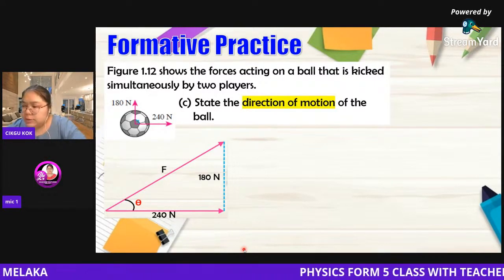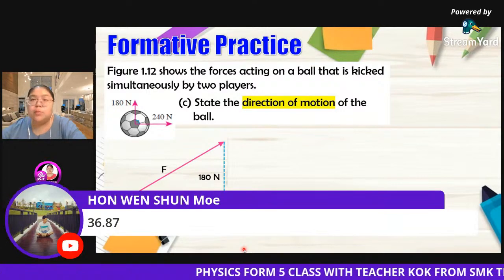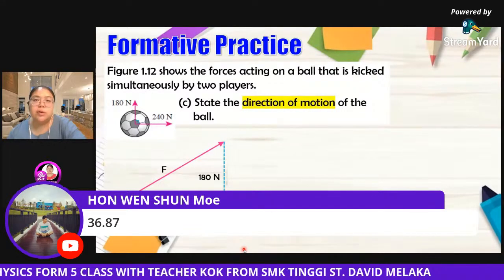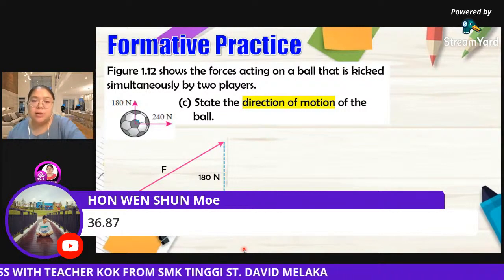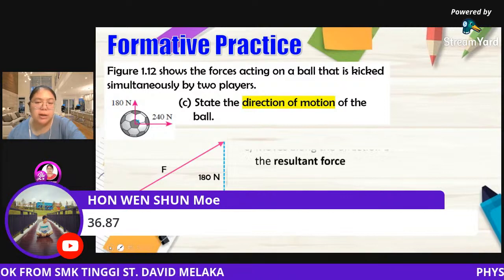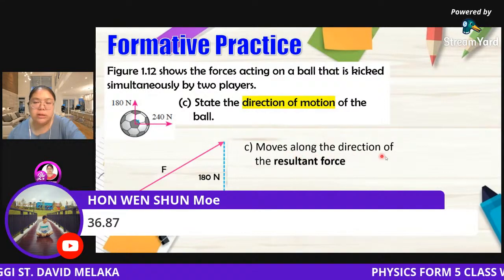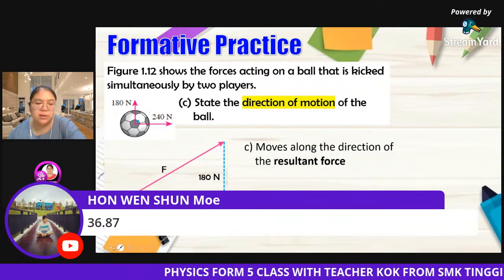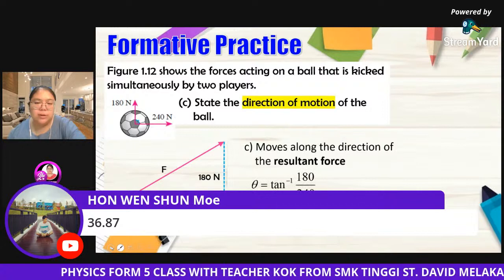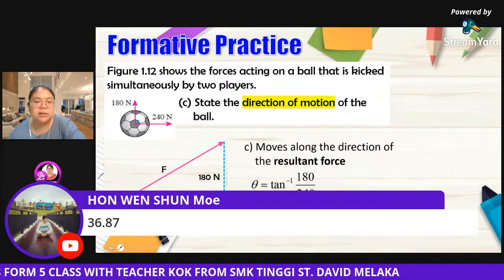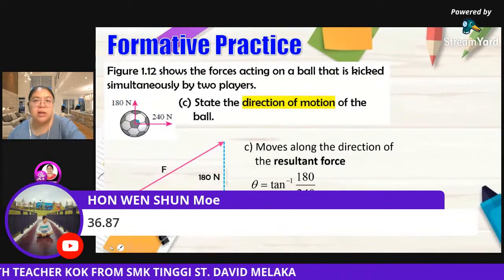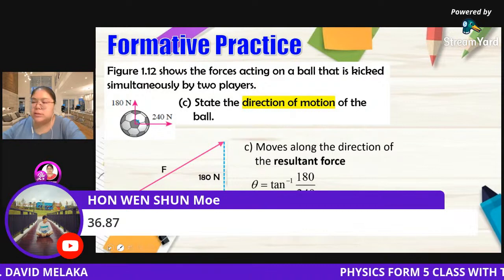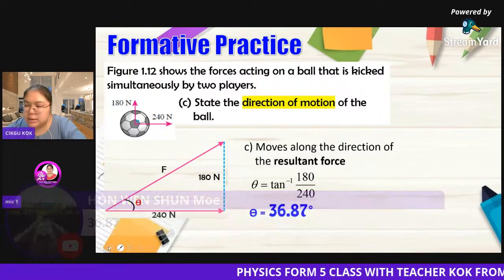Okay, we get the answer from the student already. Hong Wen Xuan, they give me the answer is 36.87. Okay, Ru also gives me 36.9. Okay, almost the same. So we go to check. Okay, move along the direction of the resultant force. Okay, so this one is the resultant force. After that we do the calculation. Theta equals tangent 180 over 240. So from here I get 36.87. Yeah, correct. Exactly the answer.